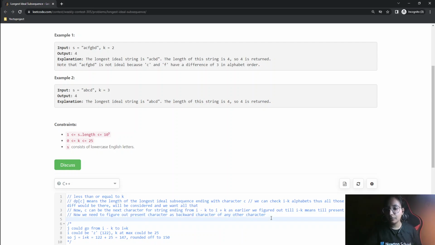So this is the thing which we would be doing here, and this is how we would be coding this question. And now J could be from I minus K to I plus K, right? And we know that I could be Z, right, whose ASCII code is 122, right? So K at max could be 25 as per the constraint which are given to us. So that's why J could be I plus K, that is 125 plus 25, which is going to be equal to 147 and round it off to 150. So according to this, we are required to take the range of our DP.